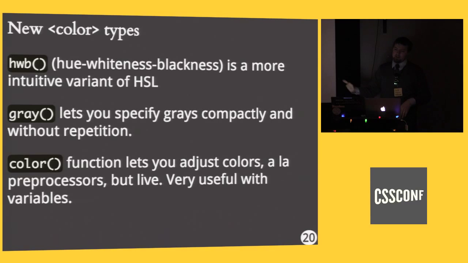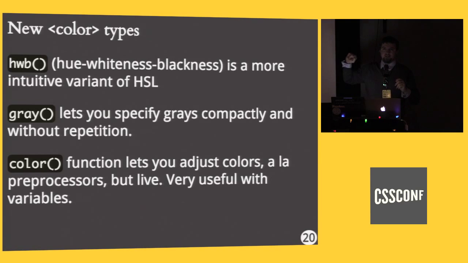There's a few new types of colors as well. HWB is a more intuitive variant of HSL, a little easier to use. You just declare your hue and then how much white and black to add to the color to get it to a different tint or whatnot. If you've used Chrome's color picker, the input type equals color, that color picker is an HWB picker. You choose your hue from the ring, and then you have a triangle with the hue, the white, and the black on each corner. And that's exactly the color space you'd be working in with HWB.